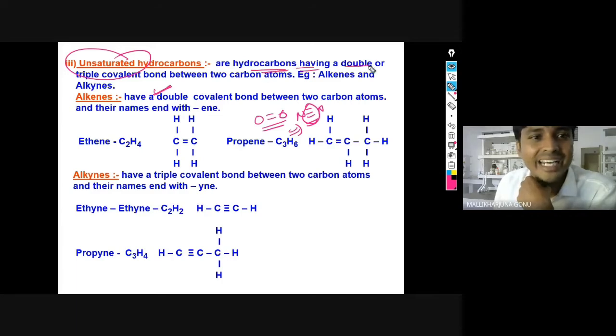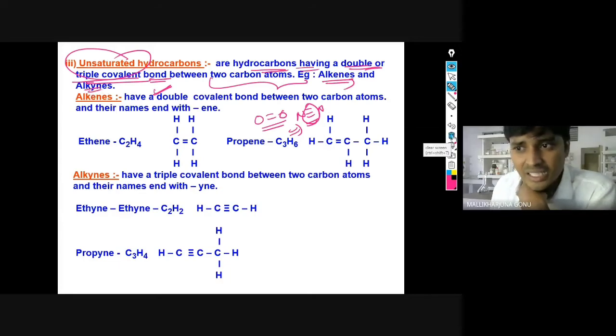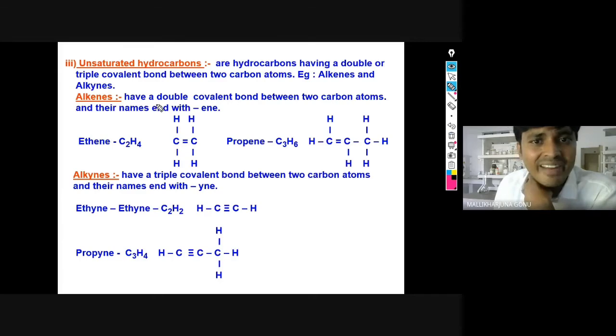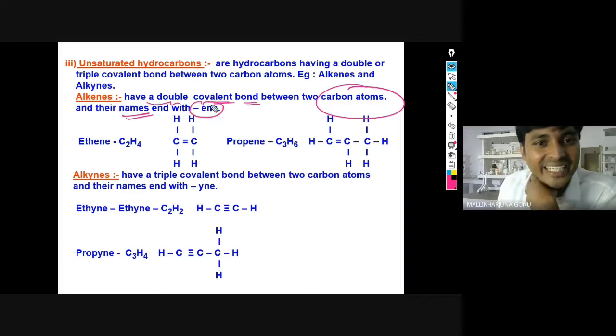Hydrocarbons having a double or triple covalent bond between 2 carbon atoms. Example, alkenes and alkynes. So what are the alkenes? That we will see now. Alkenes have a double covalent bond between 2 carbon atoms and their names end with ENE. The suffix is ENE. The rest are all the same. If 3 carbons, prop only will come. If 2 carbons, eth only will come.